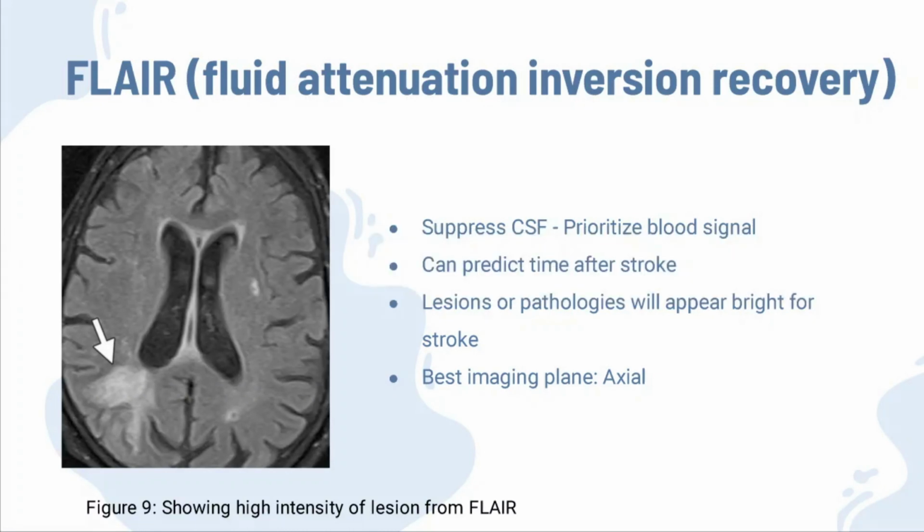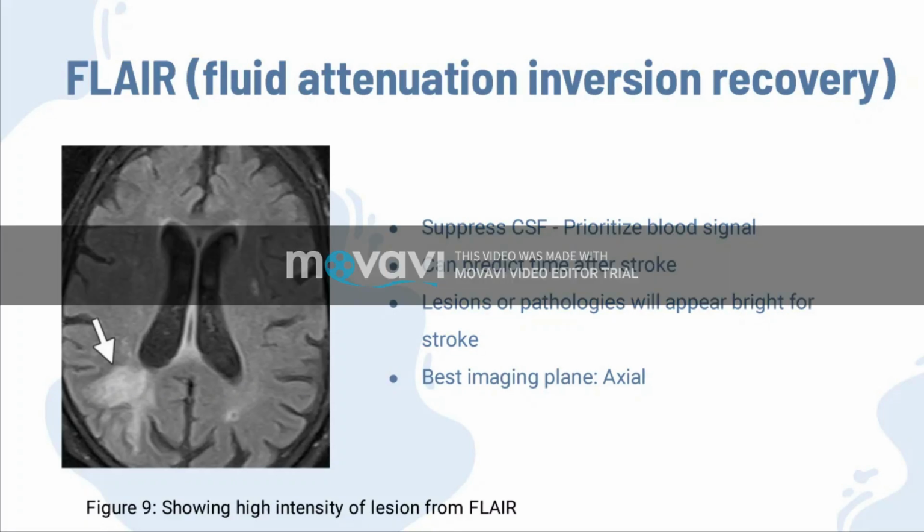So it's good at detecting pathologies such as subarachnoid hemorrhage by making it appear brighter compared to your traditional T1 and T2 weighted images. If we look at the image on the bottom left, we can see that the arrow is pointing at the high intensity lesion.